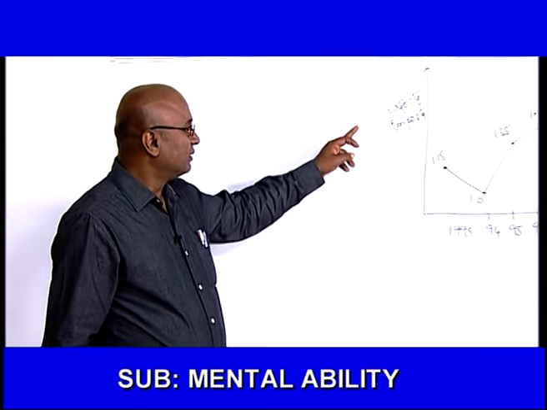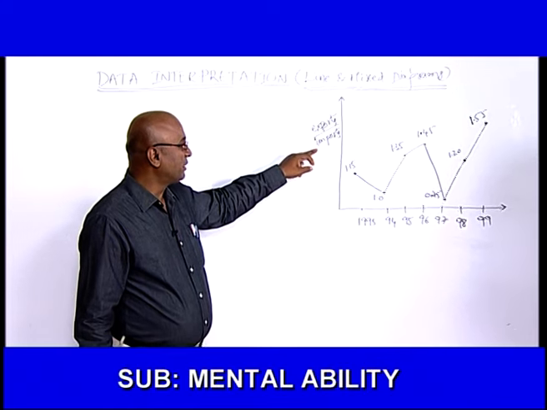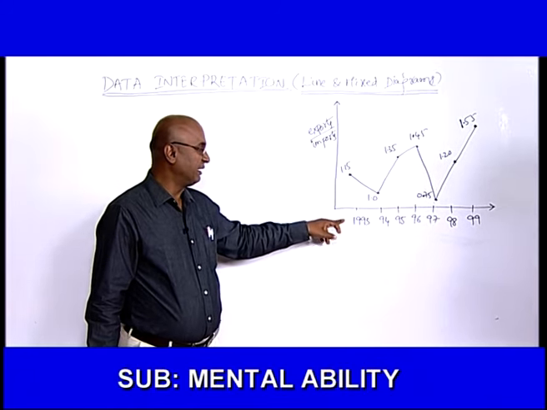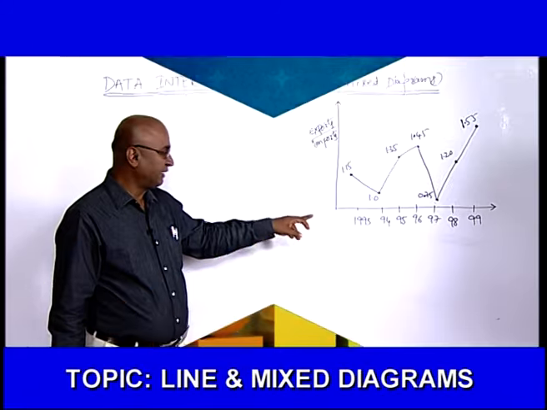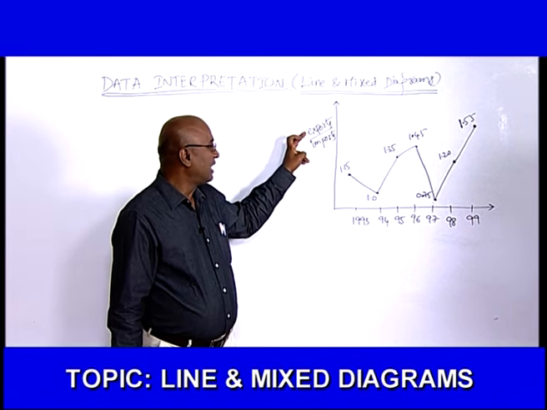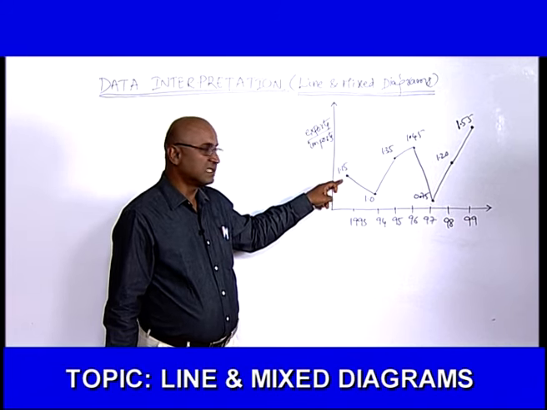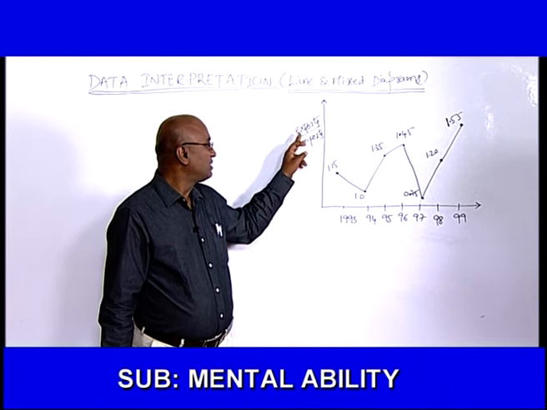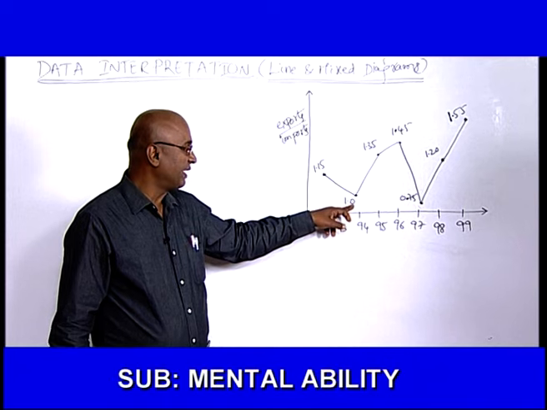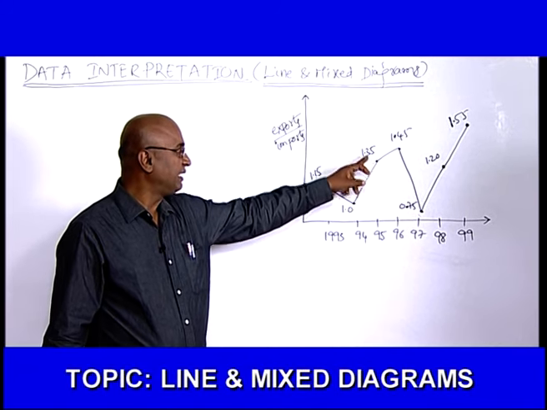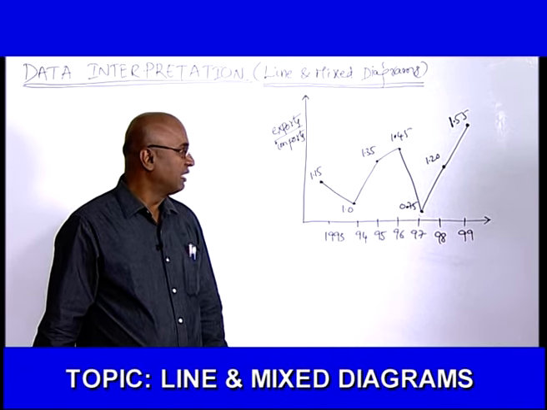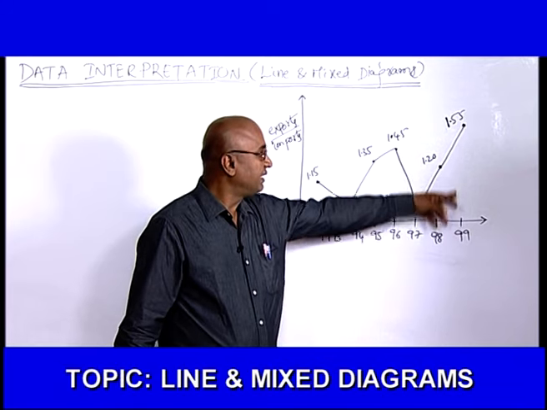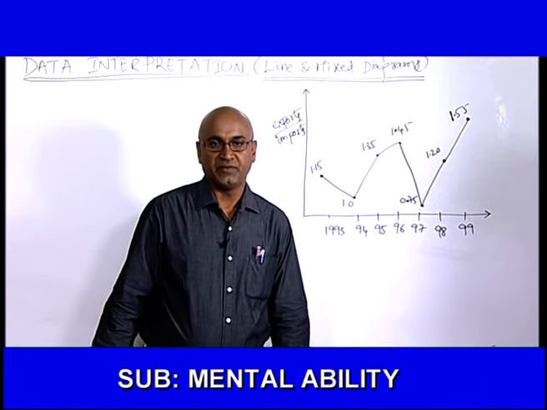Here in this problem, the ratio of exports to imports is given in various years. In the year 1993, the ratio of exports to imports is 1.15. In the year 94, ratio of exports to imports is 1.0. And in the year 1995, it is 1.35. Similarly, in the year 1999, it is 1.55.